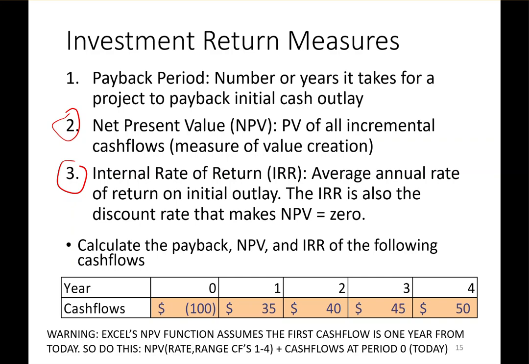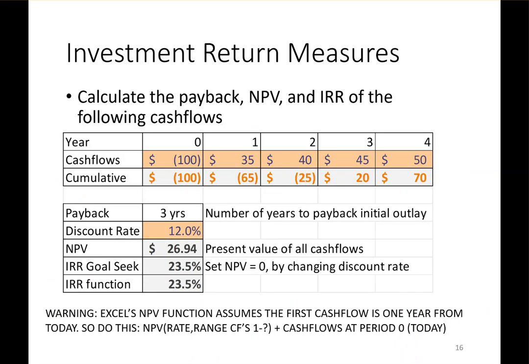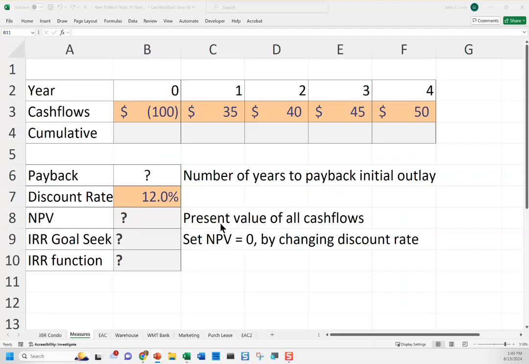All right, so we're going to calculate the NPV, IRR, and payback of this set of cash flows. What if we spend $100 today and then receive 35, 40, 45, and 50, and those are the total cash flows. Going to the spreadsheet, we can first do the payback.